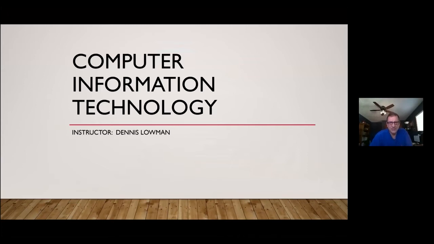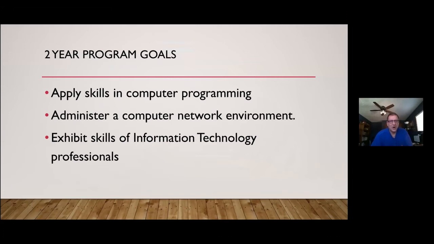First of all, my name is Dennis Lohman. I am the Computer Information Technology Chair for the department. Our goal for our 2-year program is basically to apply skills in computer programming. Right now we've added a computer programming class called Computer Science, and we are teaching a little bit of Python and C++ in that course. That is a gen ed class.